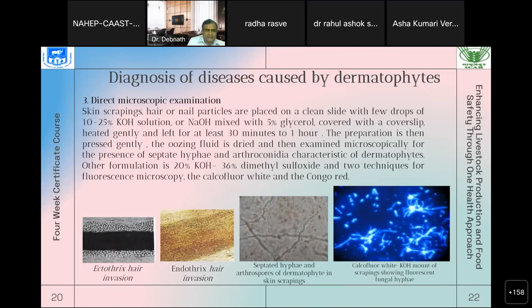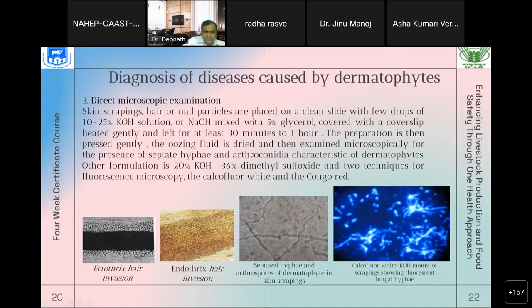After that, we look under the microscope, and we will find fungal elements, such as septate hyphae, as well as some arthroconidia. In case of hair, we can see spores. They may be on the outer surface of the hair; when it is on the outer surface, we call it ectothrix hair invasion. When it is inside the shaft, it is endothrix hair invasion.